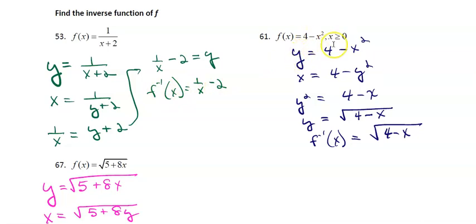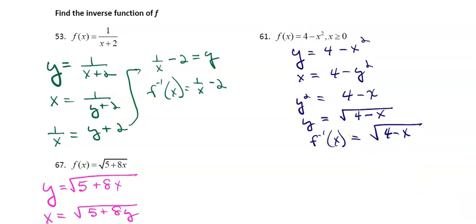Here, take it out of function notation, switch your x and your y, do your subtraction so you can get the y on one side and the x on the other side. Because this is squared and I want y, I'm going to take the square root of both sides, and now I'm going to change it back into function notation.